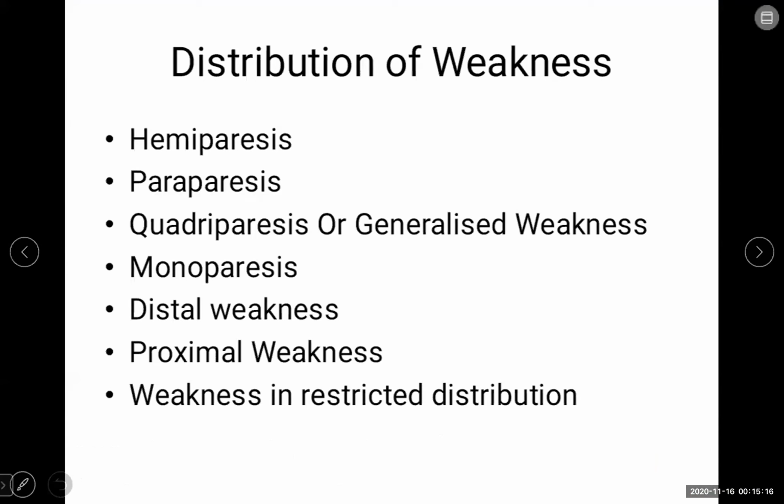Monoparesis being one limb. Under monoparesis, you can have a distal or proximal involvement. And weakness in restricted distribution is typically seen when a particular radicle or nerve root is involved.